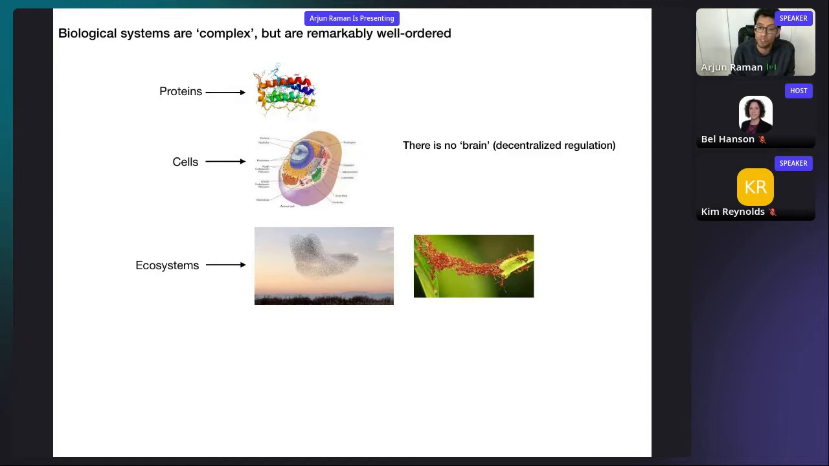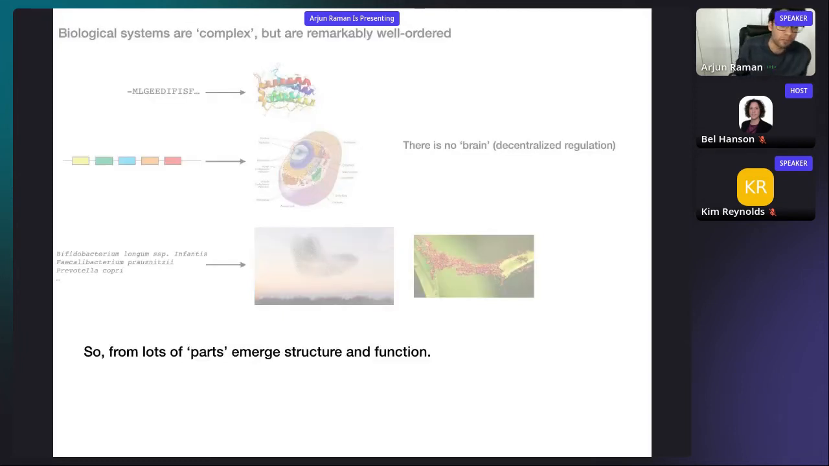And another thing that's worth noting is that there's no brain of these systems. They operate by what's called decentralized regulation. That is, the order that you're seeing on the screen arises from emergent phenomena. Parts interact together to create subnetworks, and those networks interact together to ultimately create the kinds of collectives that we see. So from lots of parts emerge structure and associated function encoded within that structure.